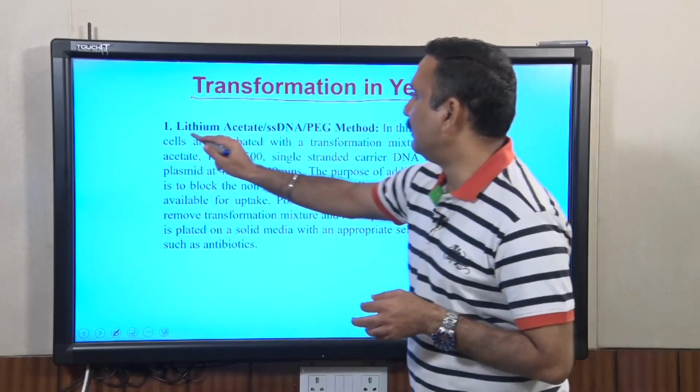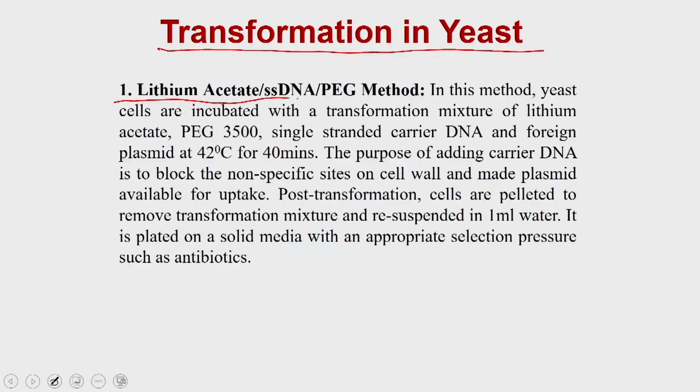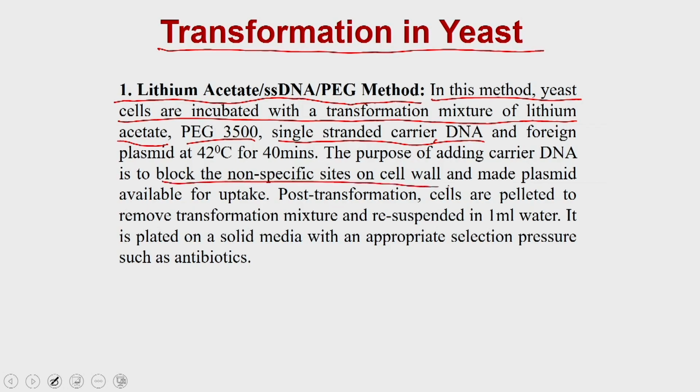One of the classical methods is called the lithium acetate PEG method. In this method, the yeast cells are incubated with their transforming agents, which are lithium acetate, PEG 3500 and single stranded carrier DNA. This single stranded carrier DNA is required so that it will block the non-specific sites on the cell wall and make the plasmid available for uptake.